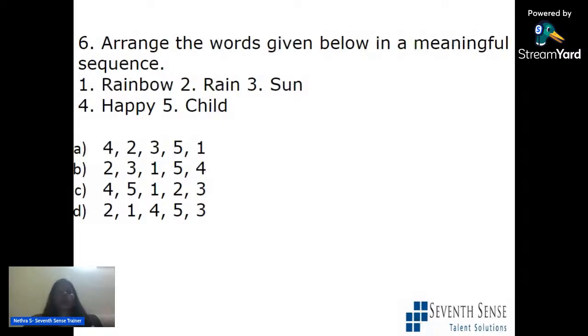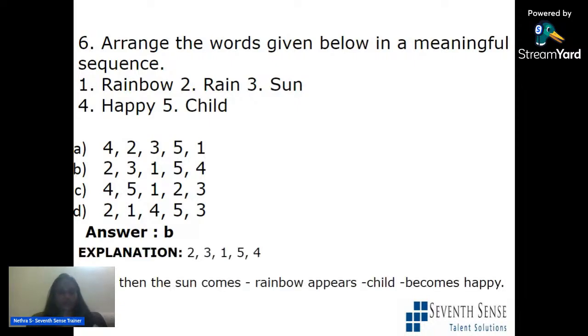Option C, 45123. That is happy, child, rainbow, rain and sun. So it is also not the perfect answer. So the majority answer everyone selected as B. So that is the correct answer. So 23154 is the proper sequence. First rain will come, followed by sun, followed by rainbow, followed by child and its happiness.